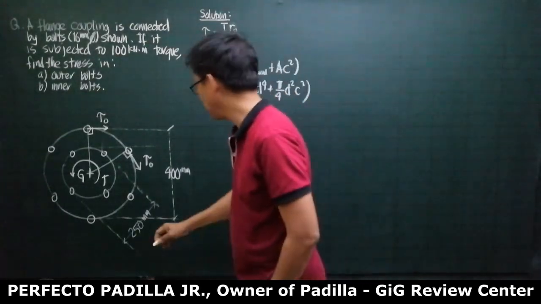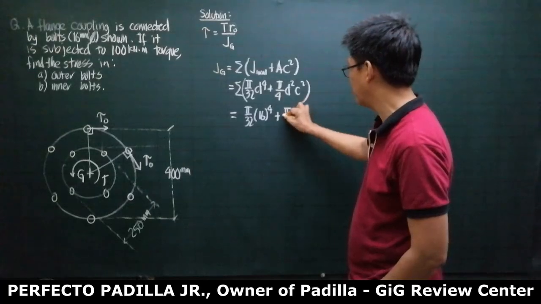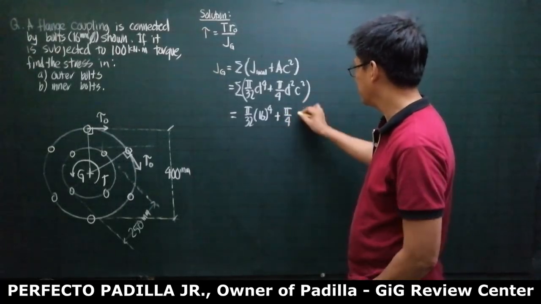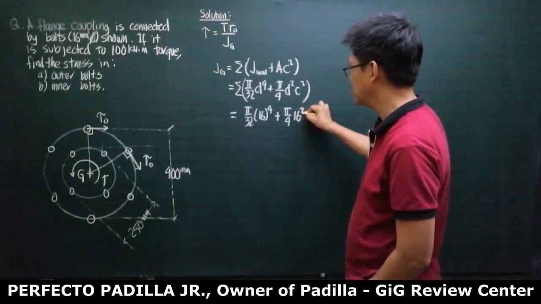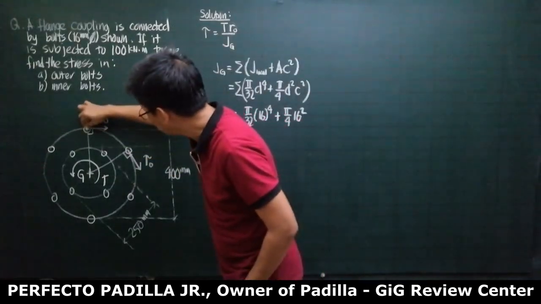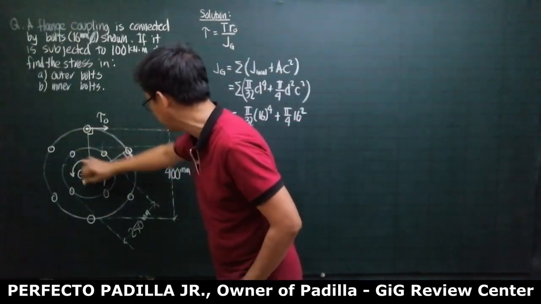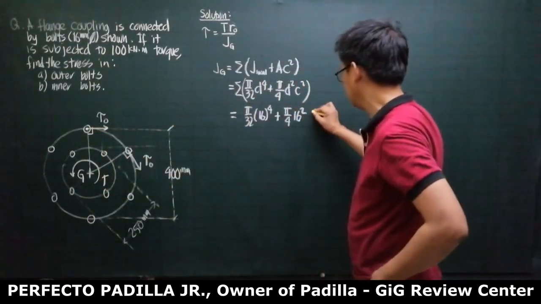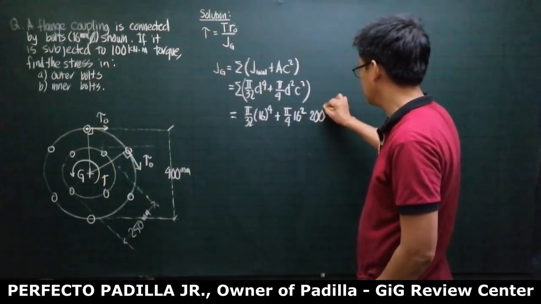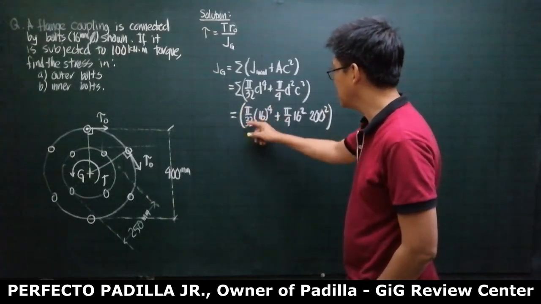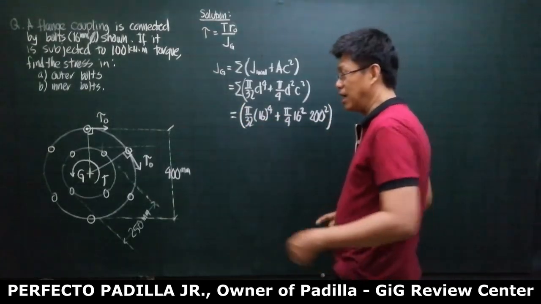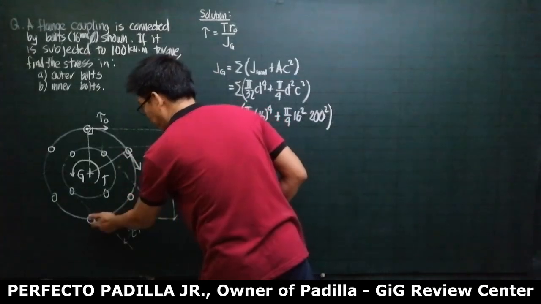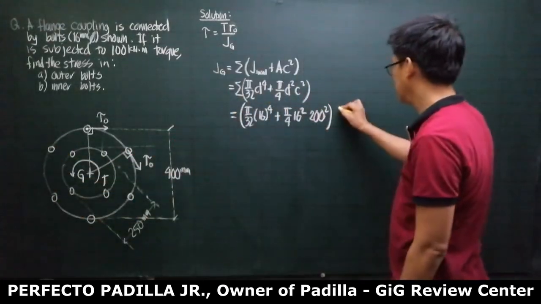Plus area, the area is pi over 4 diameter. So that is 16 squared. So transfer distance from the local centroid to the global centroid, if this is 400, this must be 200. So this is 200 squared. This is for 1 bolt. And there are 1, 2, 3, 4, 5, 6 of them. So times 6.